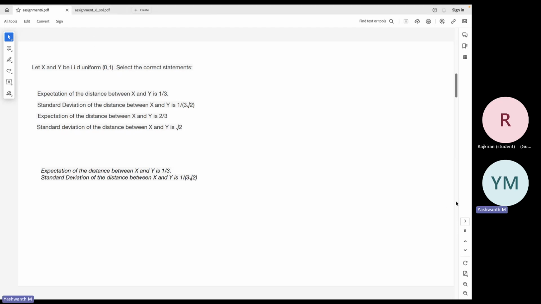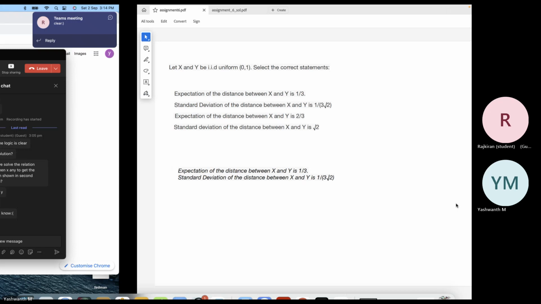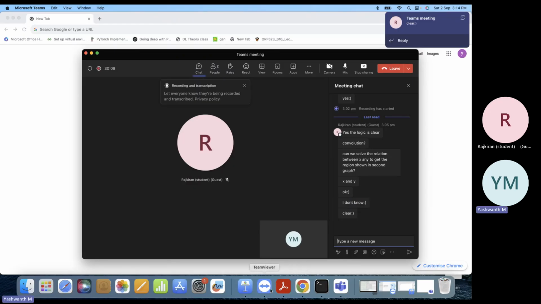Okay, clear, right? The main thing to solve this question easily is to identify that the final distribution of uniform random variables when you add them is nothing but convolution. Okay, cool.